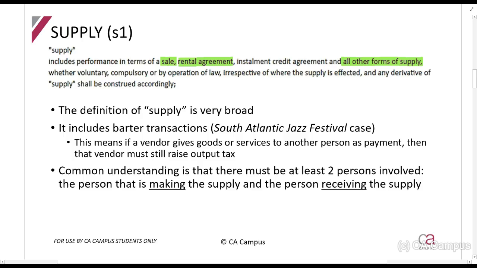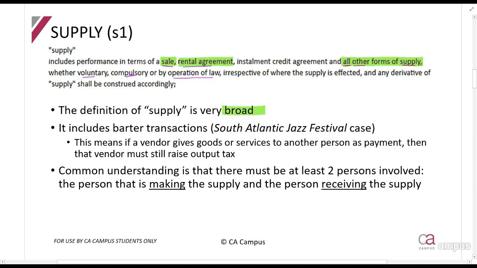Now, this is a very broad definition. So they say to you, it's any sale, any rental agreement, any installment credit agreement, and all other forms of supply. That can be voluntary, so you choose to make a supply, compulsory, you're forced for whatever reason, or the law tells you to do it. So they say it doesn't matter if it's your choice or not, if it's a supply, it's a supply.